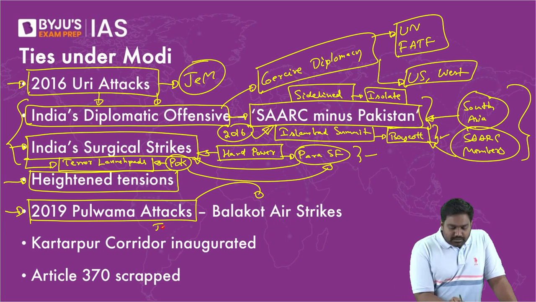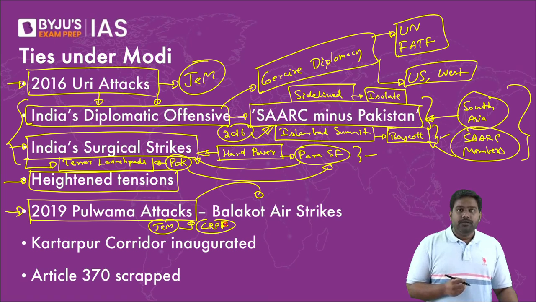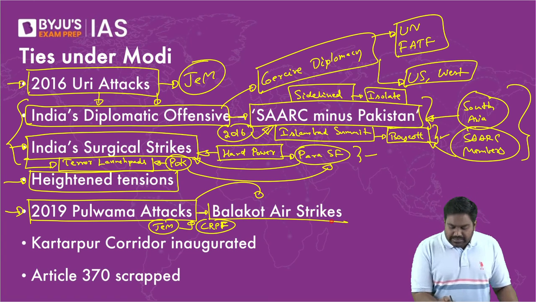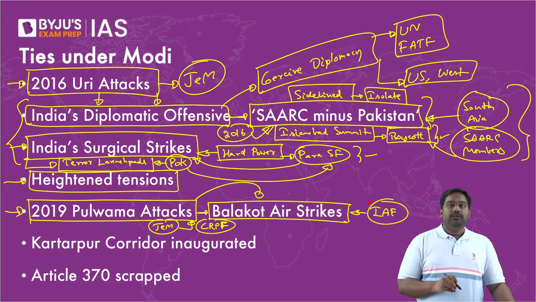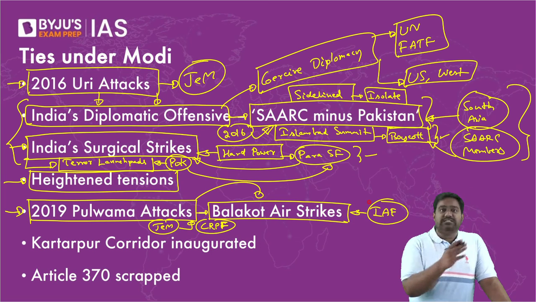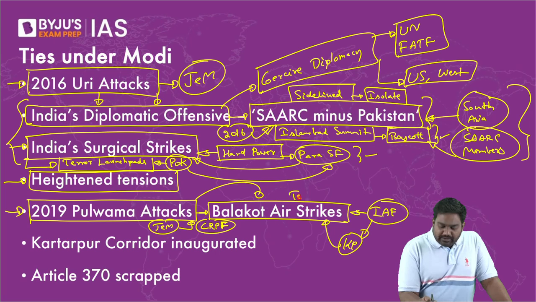The Jaish-e-Mohammed carried out a suicide bombing targeting the CRPF convoy at Pulwama. 40 CRPF Jawans were martyred, right? It enraged the country. The government retaliated again by carrying out the Balakot airstrikes using the Indian Air Force. This time, Indian fighter jets breached Pakistani airspace, went deep inside Khyber Pakhtunkhwa, and bombed Balakot, where permanent terror camps of Jaish-e-Mohammed and other terror groups are located.